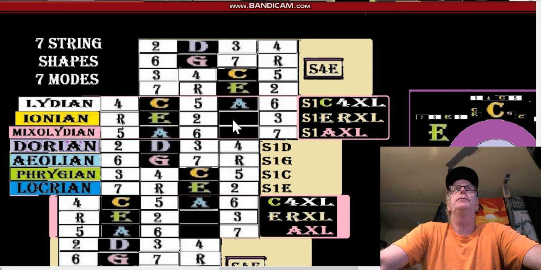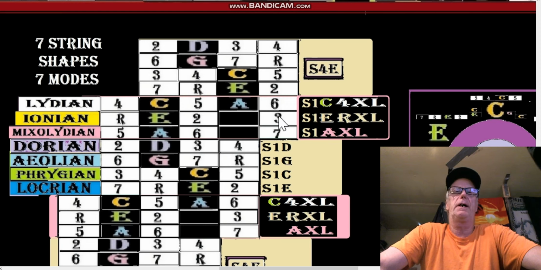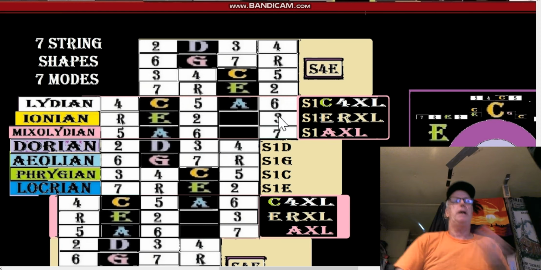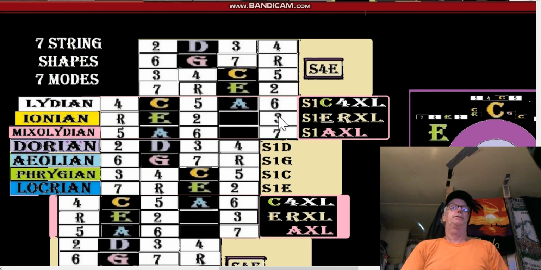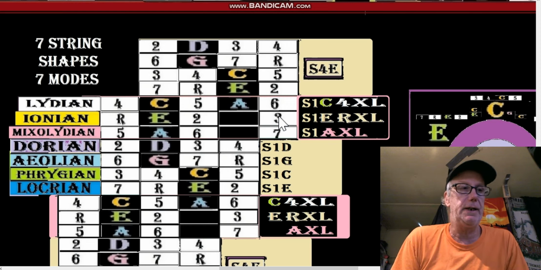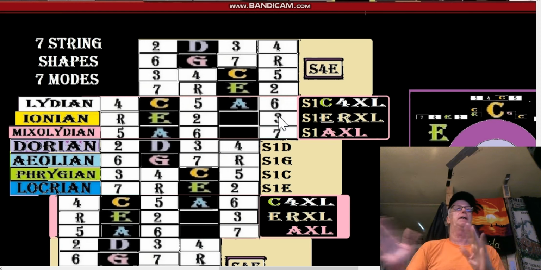So we go root, 2, 3, 4, 5, 6, and then we're going into 7, root, 2, 3, 4, 5. But we're going to cut out of that 3, 4. Okay, so just look at another 3, 4 over here. We're going to just cut out of that 3, 4 and go into 5, 6, 7, root, 2, 3 like that. So that now we've got 3 ways to play the same diatonic scale.